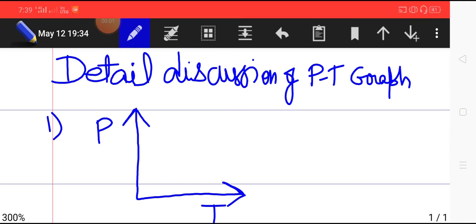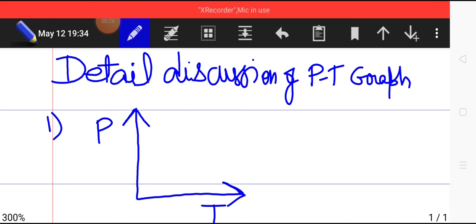Hello students. In the last lecture we discussed how to draw various position-time and velocity-time graphs for given cases of velocity and acceleration. In this lecture we are going to explore in detail what all the variables we can calculate from the details given in a position-time graph. So we'll start with the position-time graph.